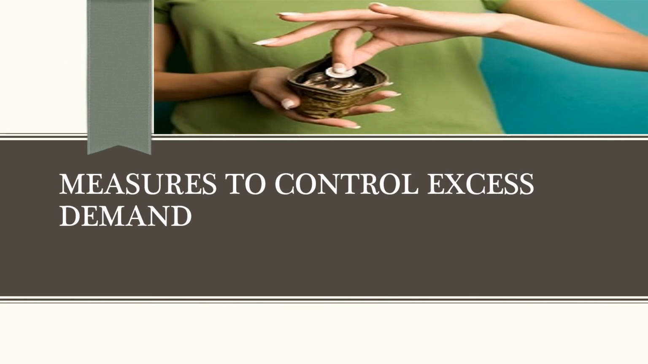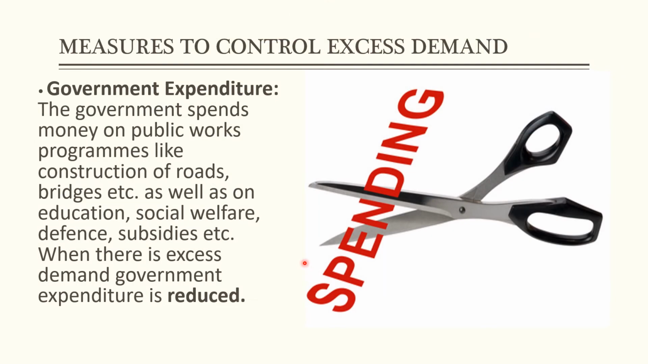That brings us to study the measures that are needed to control excess demand. The first measure to control excess demand in the economy would be government expenditure. But how do we use this tool of government expenditure? The government spends money on public work programs, like construction of roads, bridges, infrastructure development, in other words, as well as on education, social welfare, defense, subsidies, and so on.